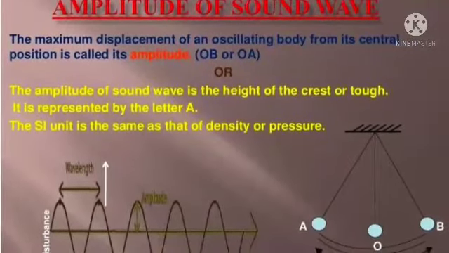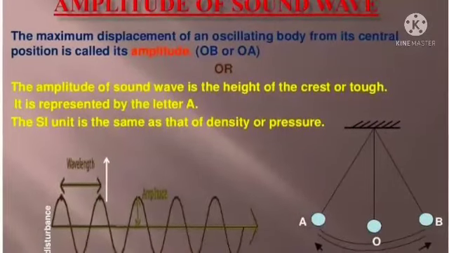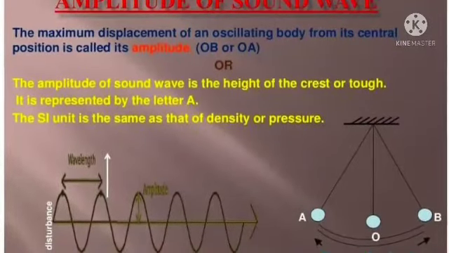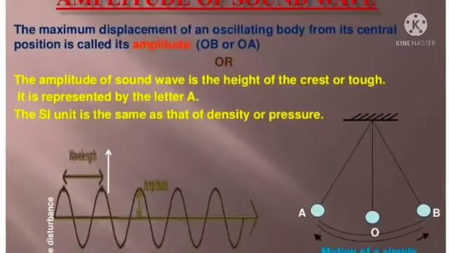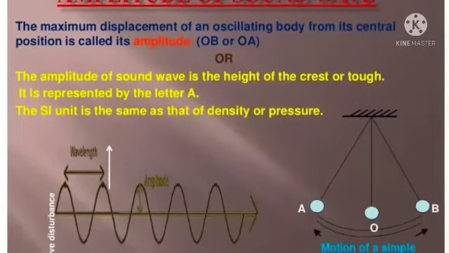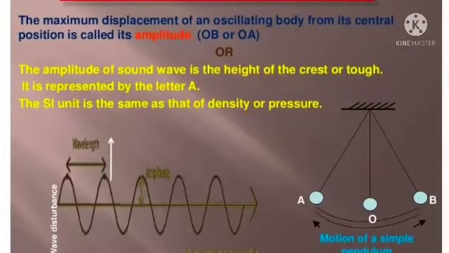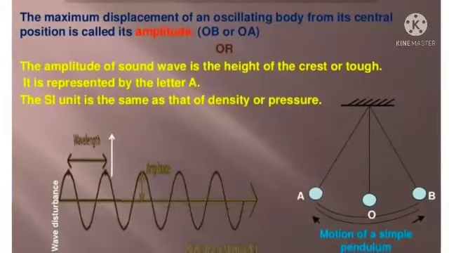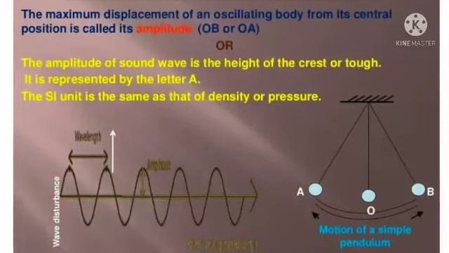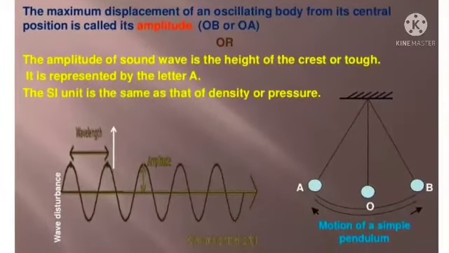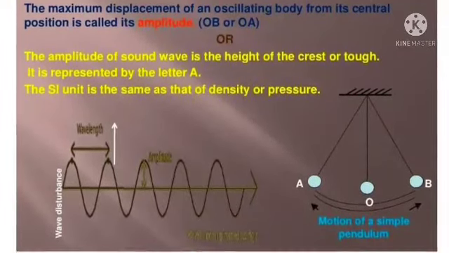Amplitude of sound wave. The maximum displacement of an oscillating body from its central position is called its amplitude. The amplitude of a sound wave is the height of the crest or trough. It is represented by the letter A. The SI unit is the same as that of density or pressure.